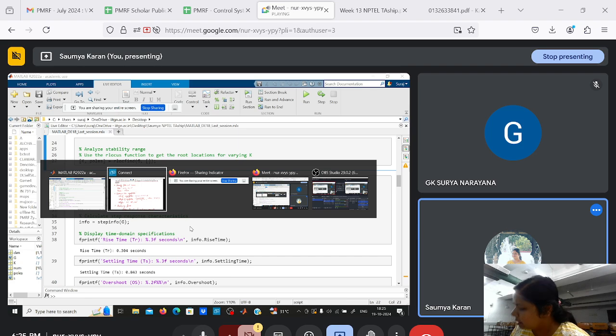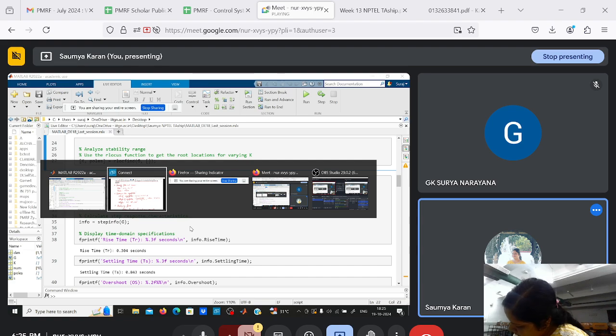Find the time domain specifications, rise time, settling time, and overshoot for this system. So G(s) is already given to you here. Compare it with a second order system, G(s) can be given as omega n square upon s square plus 2 zeta omega n s plus omega n square.